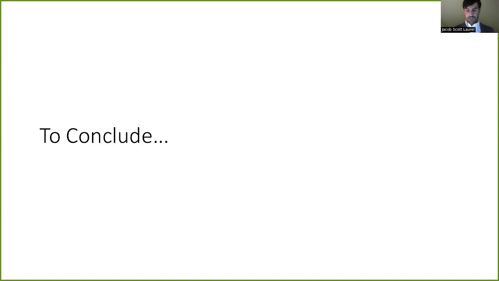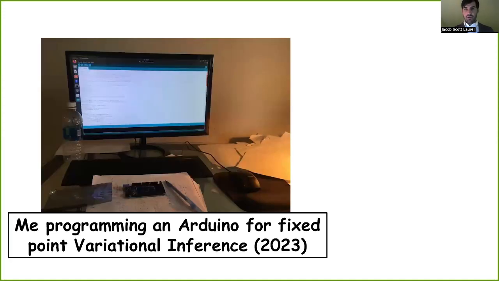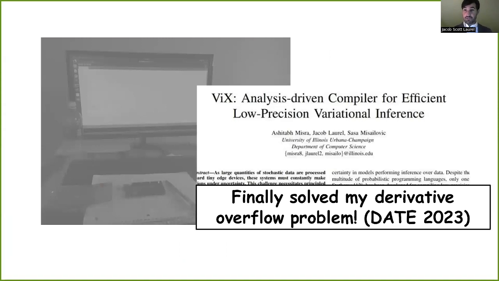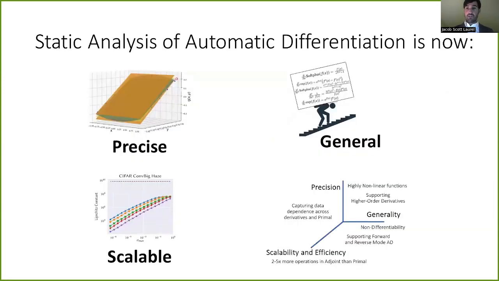So to conclude, now when I go back to my desk to try to program an Arduino to run differentiable inference, instead of getting an overflow, you get a paper, because we solved the overflow problem using the techniques that I just described. And that's because static analysis of automatic differentiation is now precise, general, and scalable due to the techniques I developed. That being said, though, there's a lot of exciting future directions that we can apply these to, so stay tuned. Thank you.